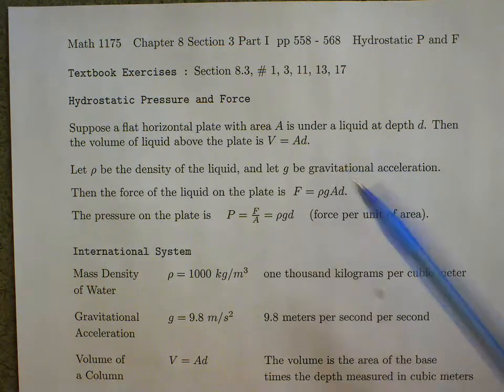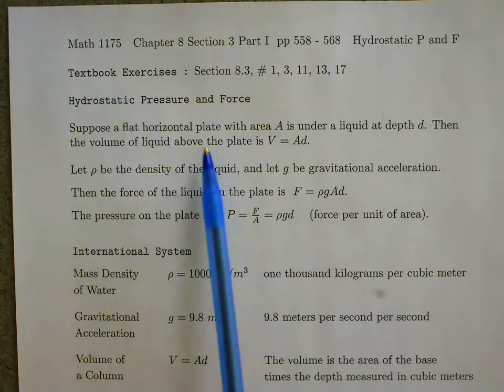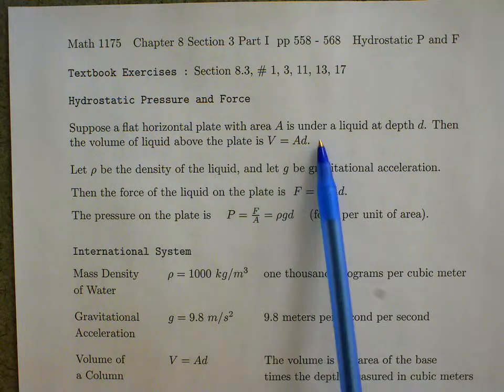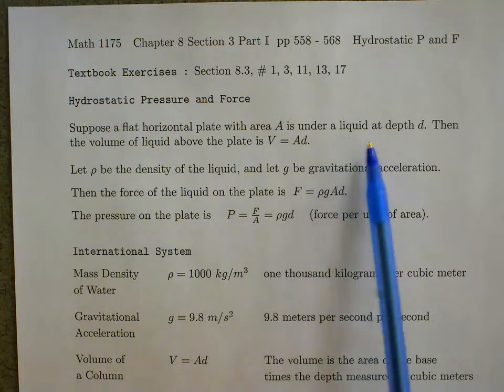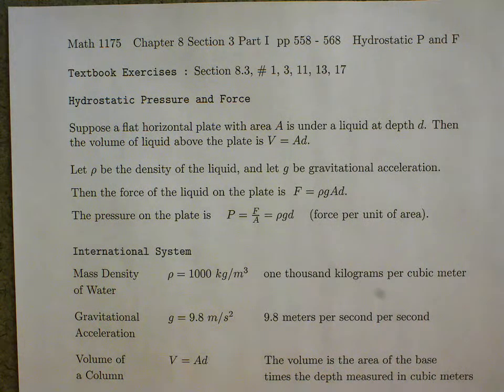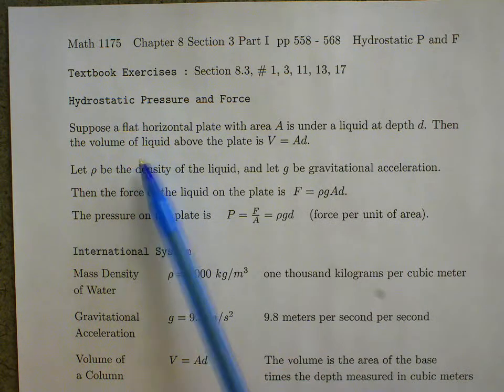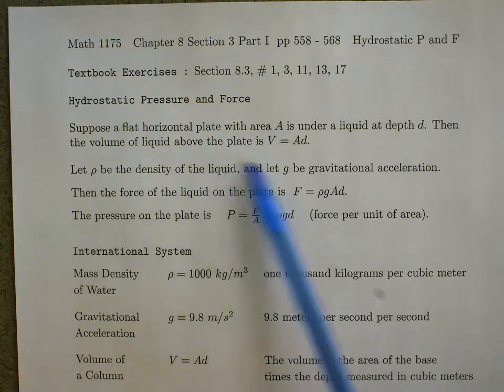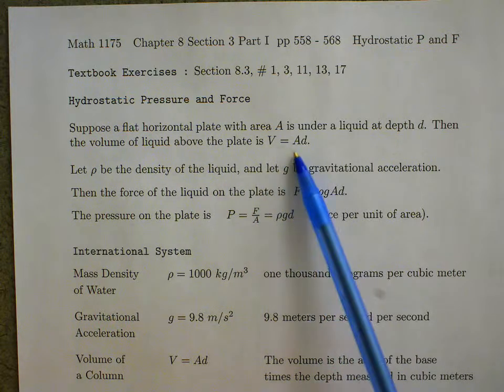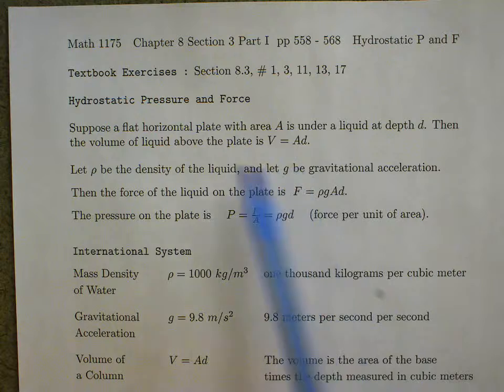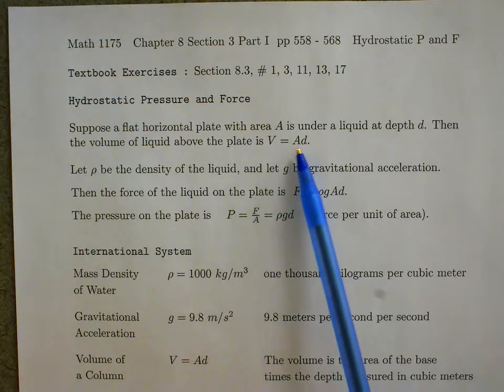So suppose a flat horizontal plate with area A is under a liquid at depth D. So a liquid like water or something, submerged under the surface and it's horizontal to the surface. Then the volume of liquid above the plate is V equals A times D. The area of the horizontal plate multiplied by the depth of the liquid.